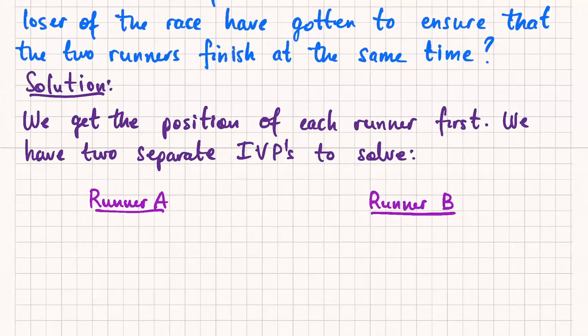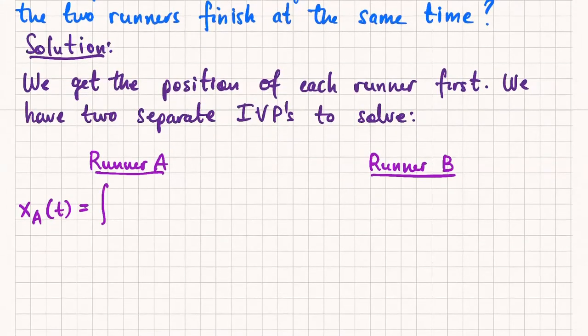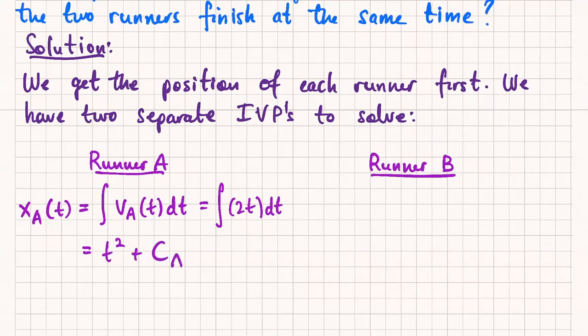Okay, so for runner A, what can we say? If you're given the velocity, how do you get back to position? You take an antiderivative to get back to position, right? So the position of runner A is the antiderivative of the velocity. And what was the velocity for A? It was 2t. So the position of runner A is t squared plus some constant, which I'll call CA, right? Because both runners are going to have their own constants and they're not going to necessarily be the same.